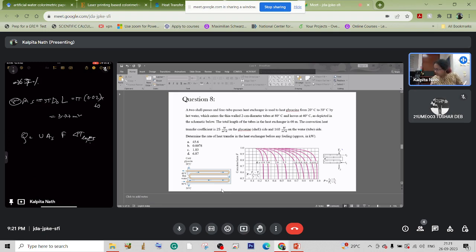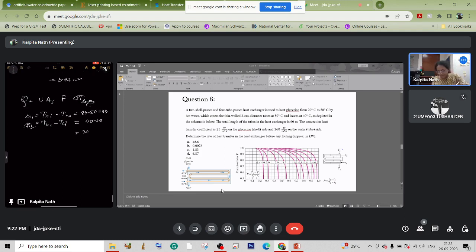Now, for the log mean temperature difference we need delta T1 and delta T2. So delta T1 will be hot fluid temperature in minus cold fluid temperature out. This is 80 minus 50, which is equal to 30 degrees Celsius. And delta T2 is TH out minus TC in, so this will be 40 minus 20, which is equal to 20 degrees Celsius.